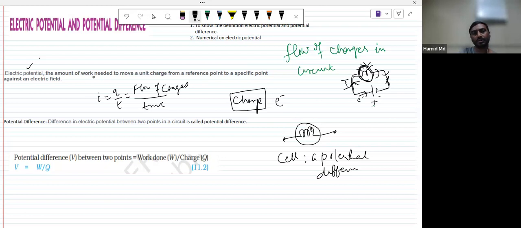The amount of work needed to move a unit charge from a reference point to a specific point against the electric field. We may not be that aware of the electric field in class 10th. Got my point? Yes. But for convenience, I will say, if anywhere there is a charge, this wire is conducting, this is a conducting wire connected with the cell.